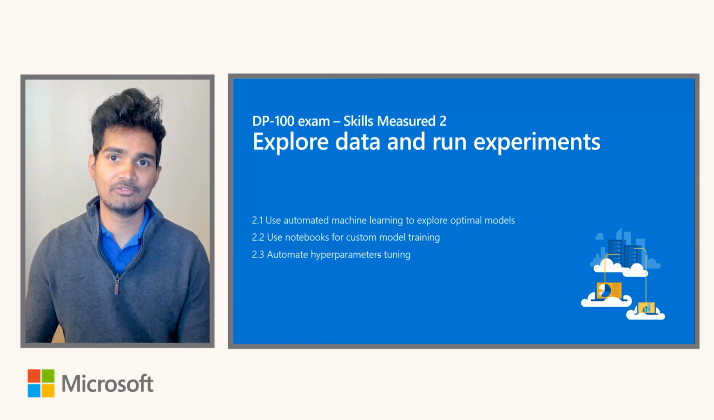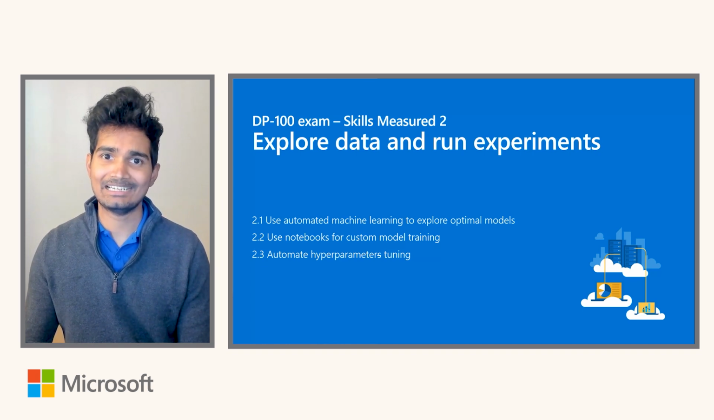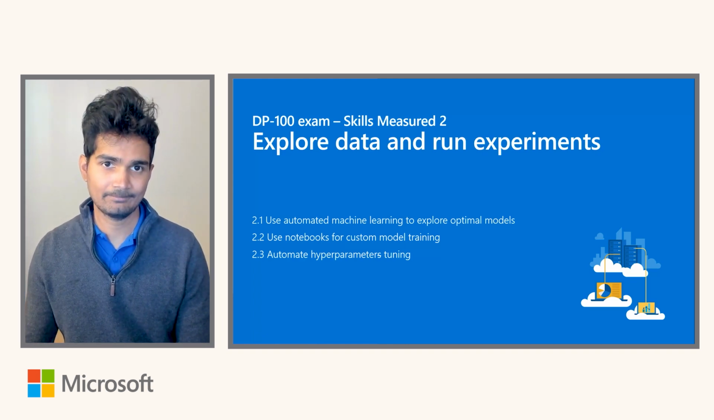This is the second episode out of the total 4 episodes in this series. In this episode, we'll focus on exploring data and running experiments. We'll cover how to use automated machine learning to explore optimal models, use notebooks for custom model training, and automate hyperparameter tuning.